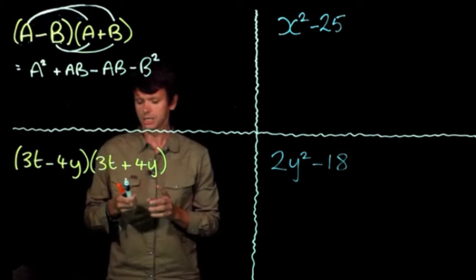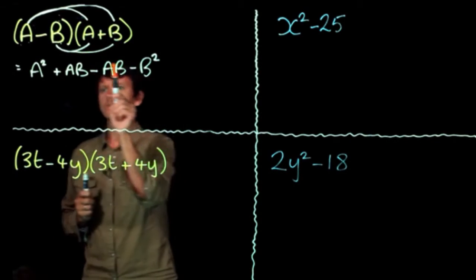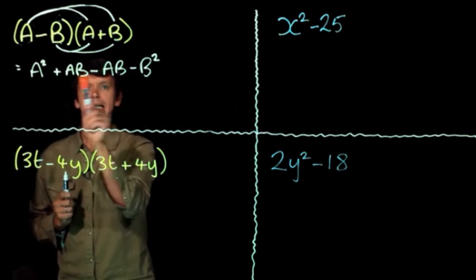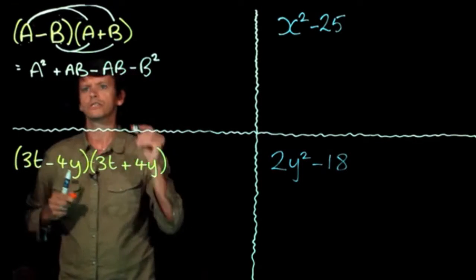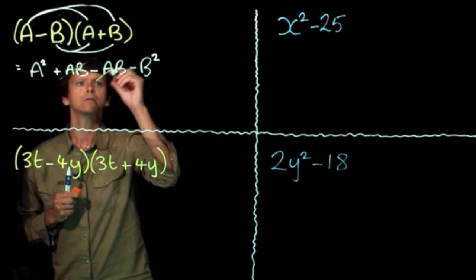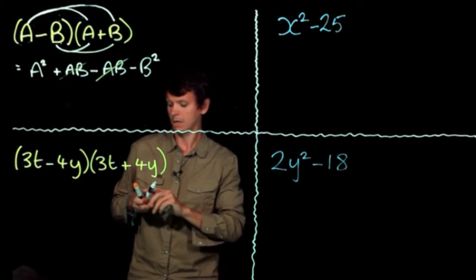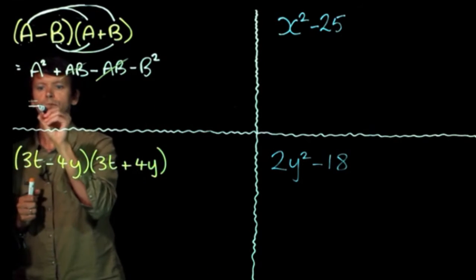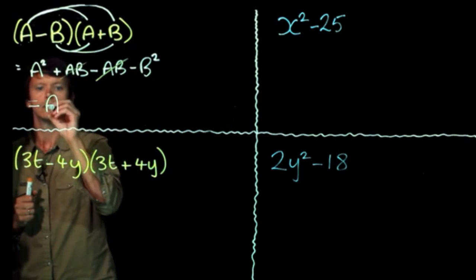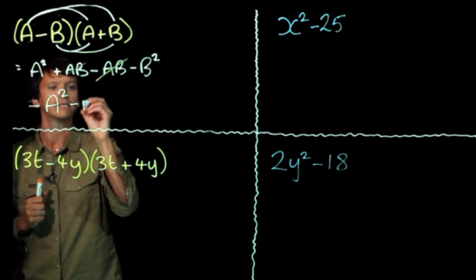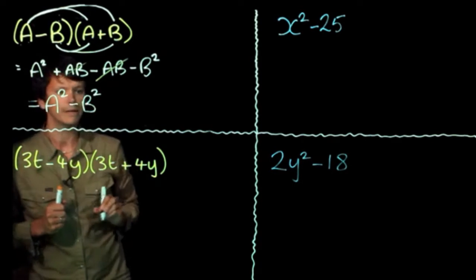I'm just going to tidy it up a little bit here. If we notice in the middle, we've got plus ab minus ab. Now, of course, those are just going to cancel each other out, so we can strike those ones out. What we're left with when we tidy up is a squared minus b squared.